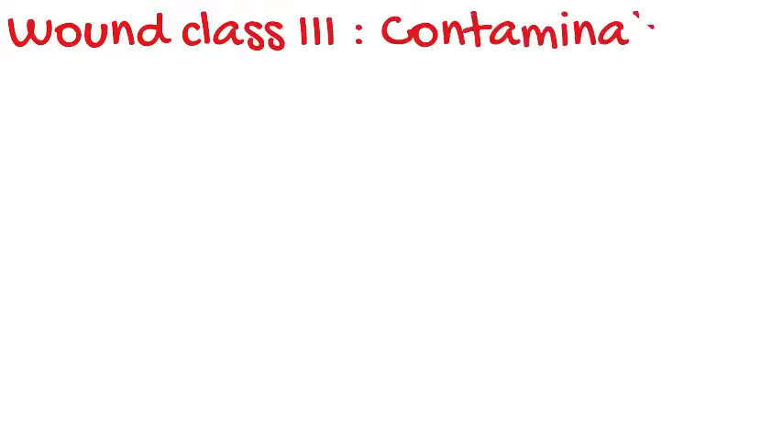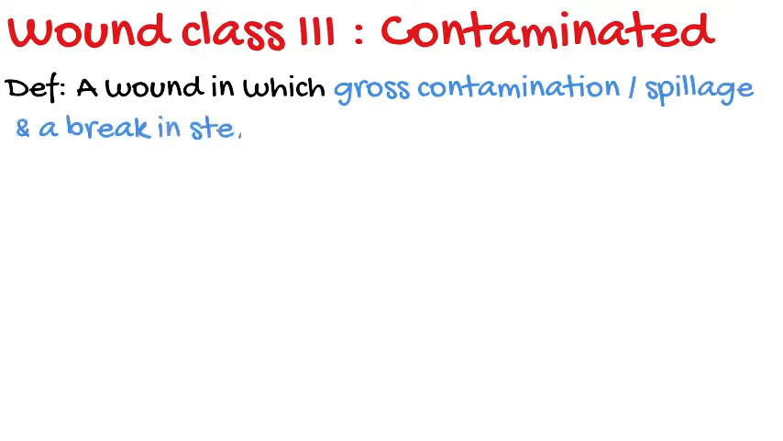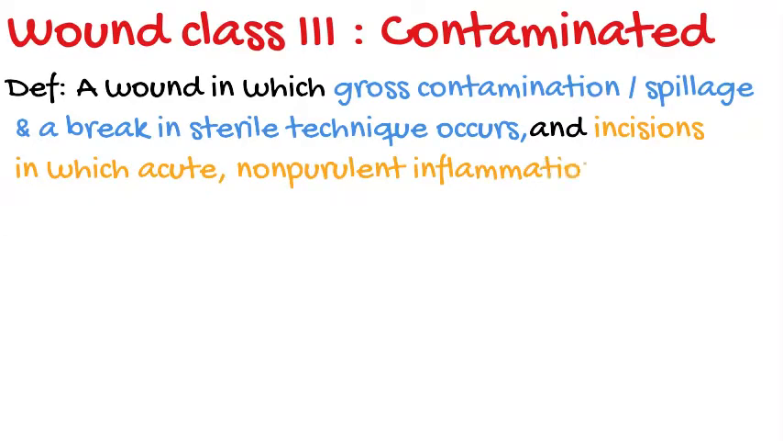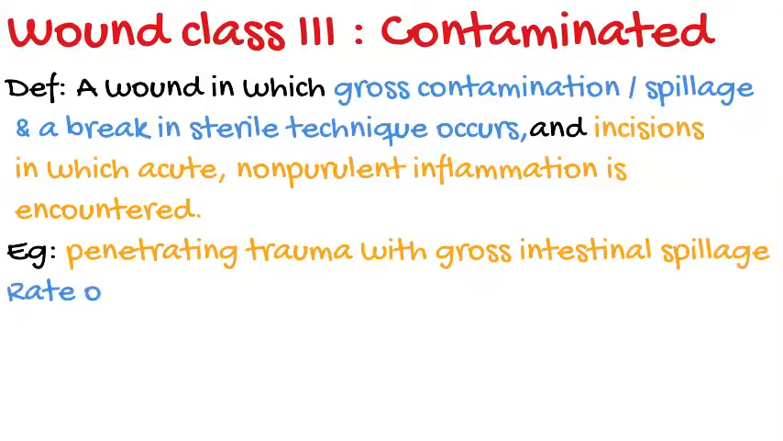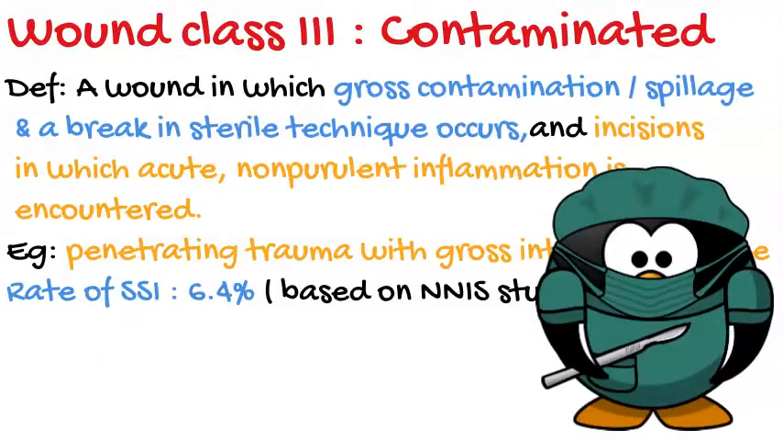For wound class 3, contaminated wound. Definition: a wound in which gross contamination or spillage and a break in sterile technique has occurred, or an incision in which acute non-purulent inflammation is encountered. Example: penetrating trauma with gross intestinal spillage. The rate of surgical site infection is around 6.4% based on the NNIS study.